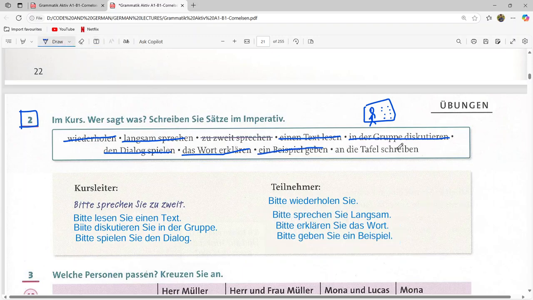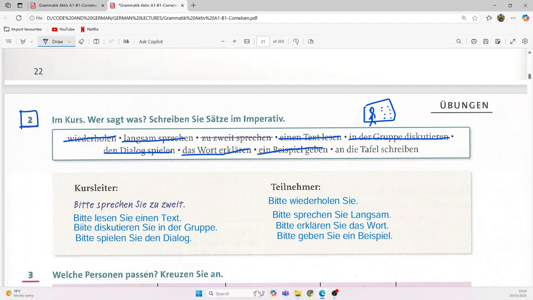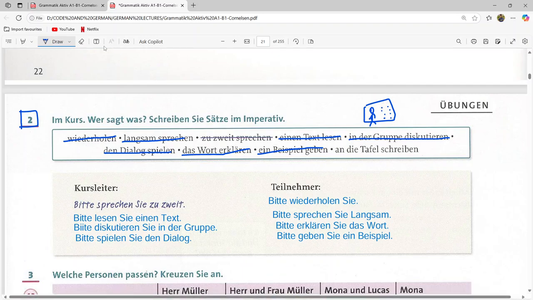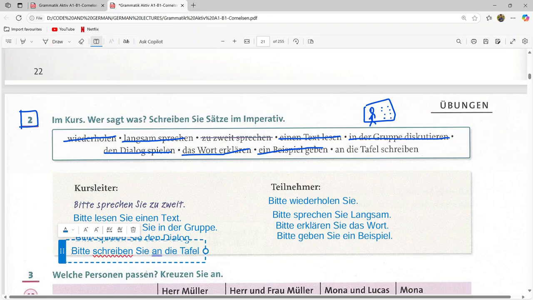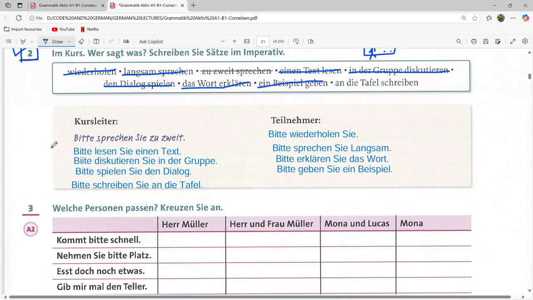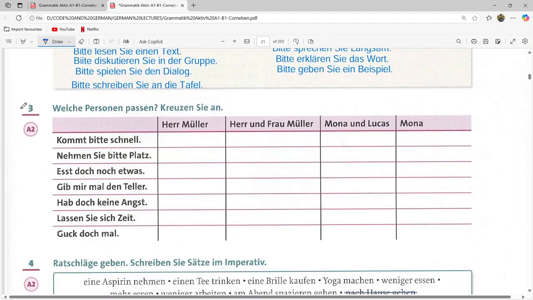An die Tafel schreiben. Write on the board. So who can say this? The teacher or the course leader. So, bitte schreiben Sie an die Tafel. Okay. So in this way, this task is also done. We go down, do the next task.